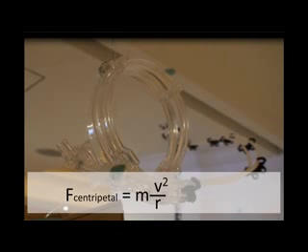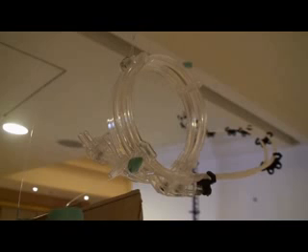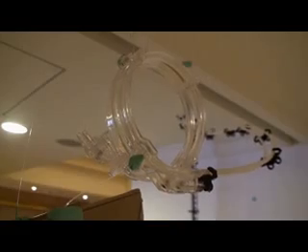Also, looking at the equation of centripetal force, which is F equals m times v squared over r, the v squared is proportional to the force. So in order for the marble to go around the loop, it must have a large velocity. That's why the marble was on a higher track. It's because then it could gain a larger velocity to go around the loop.